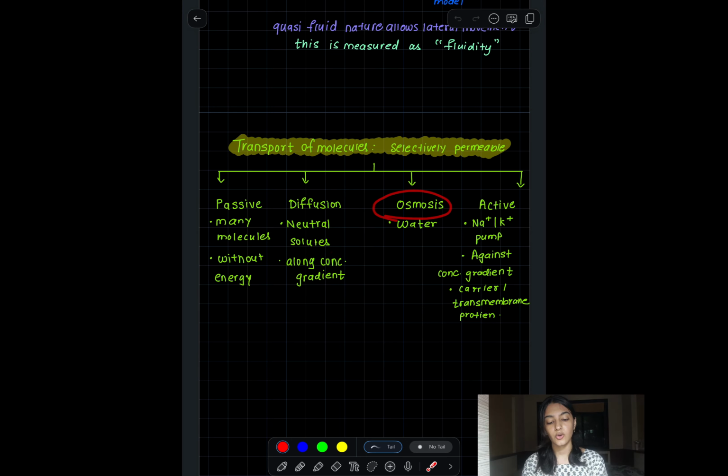Now the third method is osmosis. Osmosis is basically also transport along the concentration gradient. However, osmosis is performed by water only. The fourth and the last method is active transport. It is basically against the concentration gradient. Active transport requires a carrier or a transmembrane protein. An example of active transport is the sodium and the potassium pump.